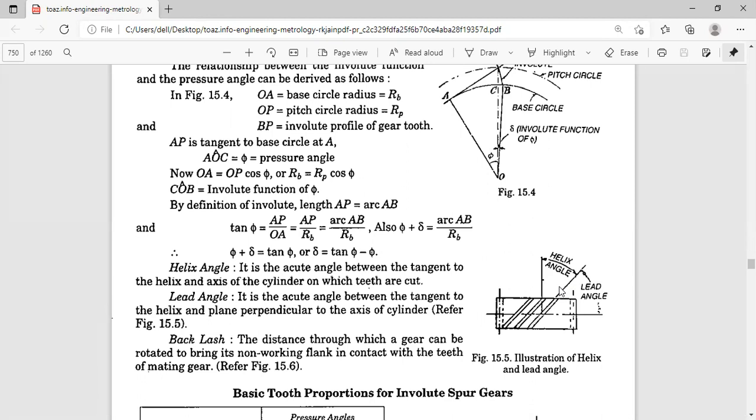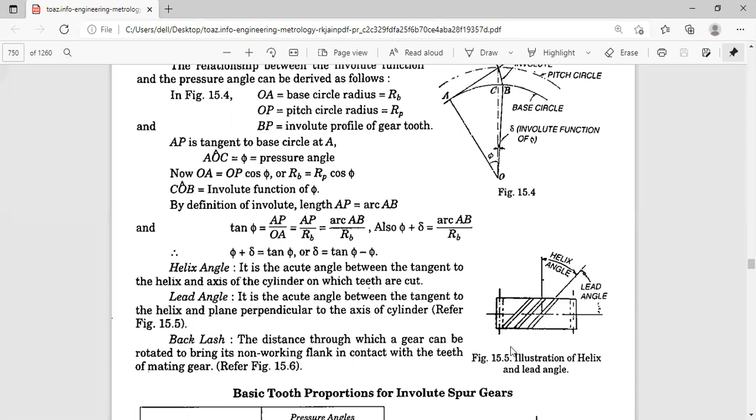So what is a lead angle? It is the acute angle between the tangent to the helix and a plane perpendicular to the axis of the cylinder. So when a plane is perpendicular to the axis of the cylinder, it is the lead angle, and the helix angle is measured against the axis of the cylinder on which it is cut. Mostly this is parallel and this is perpendicular. As far as the definitions are concerned you may get confused, but just try to see the basics. If you try to see the diagram here, you can explain.